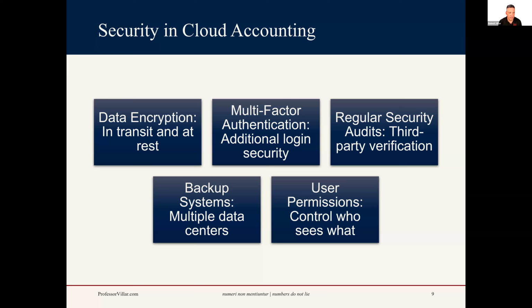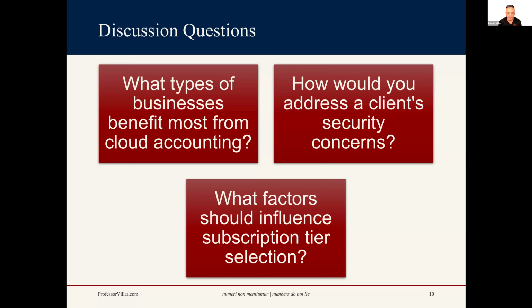So we talked about data encryption, multi-factor authentication, audit verification by third parties, backup systems that happen automatically, and permission control. In QuickBooks, you'll be able to provide different access levels to different individuals, so they'll have access depending on what it is that they need to do. If you need to provide somebody access to only a certain part of your QuickBooks file, you would be able to do so. On the desktop, you're going to be a little bit more limited on how much access that person is going to have.